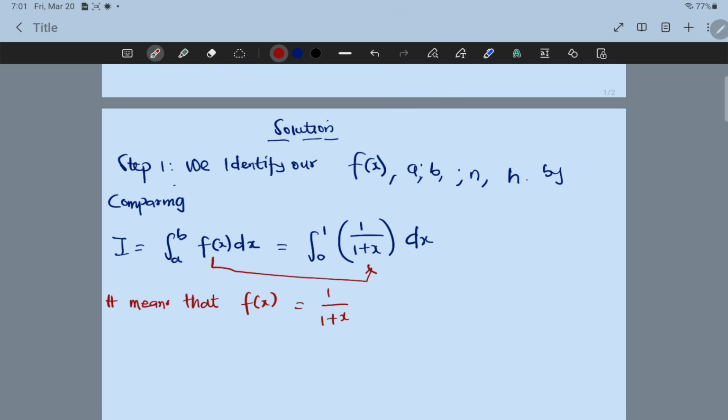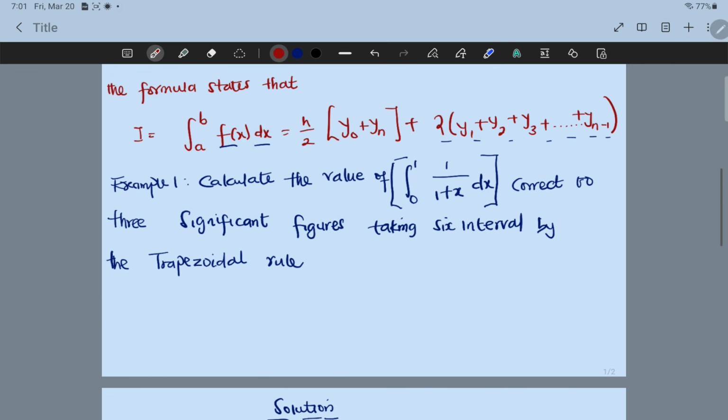We are comparing them, right? Our a, see, this is a here, so a is 0. We are comparing them. Our b, this is b here, b is 1. Now our n is 6, because the question says calculate the value of this correct to 3 significant figures taking 6 intervals.